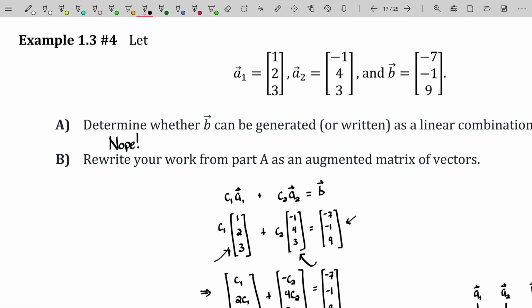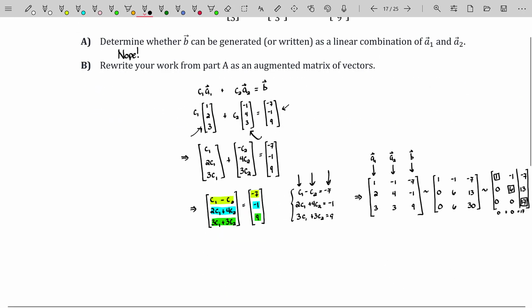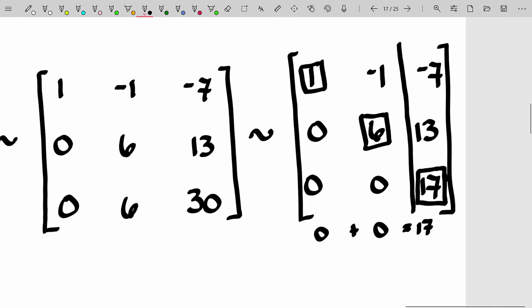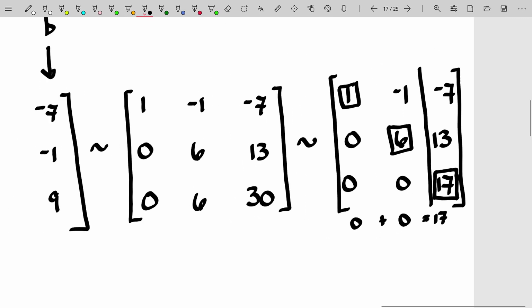So there you have it. There's no way to get b to be a linear combination of those two vectors. Now, I have actually just demonstrated the process of determining whether you can find weights so that vectors form a linear combination of another vector. And it all boils down to building a matrix and using row reduction to see if there's a solution to the related linear system behind the scenes.